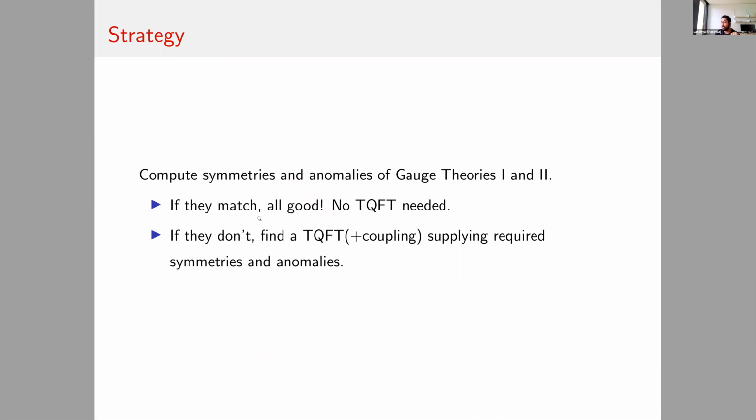So if they match, everything is good. We couldn't detect any extra TQFT needed to make mirror symmetry work. But if they don't match, then we have a problem. And then we need to find a TQFT along with its coupling to the rest of the gauge theory, such that the required mismatch between the symmetries and anomalies could be recovered.